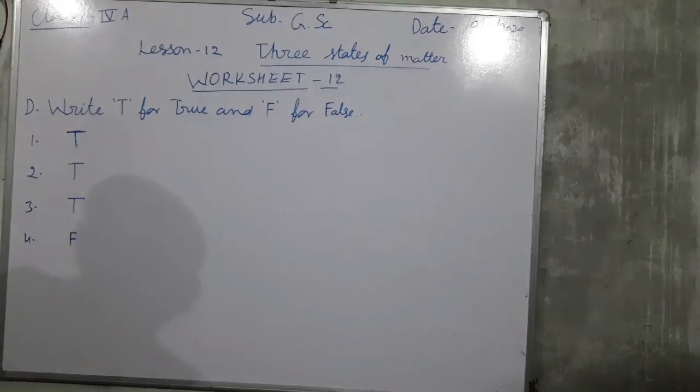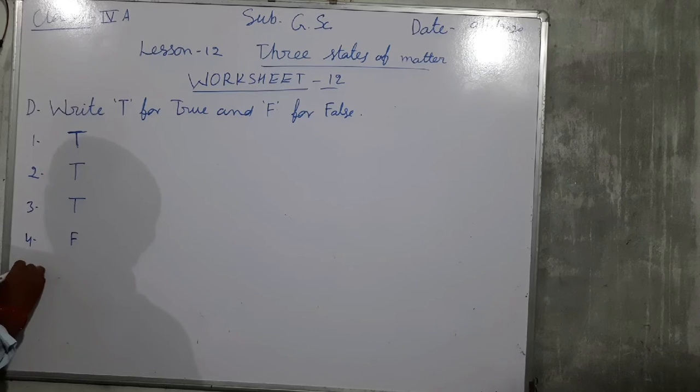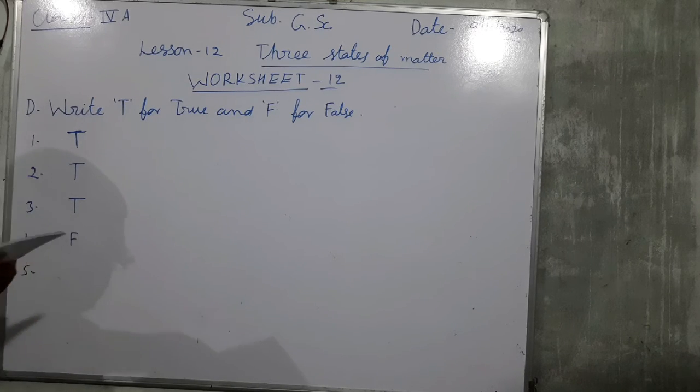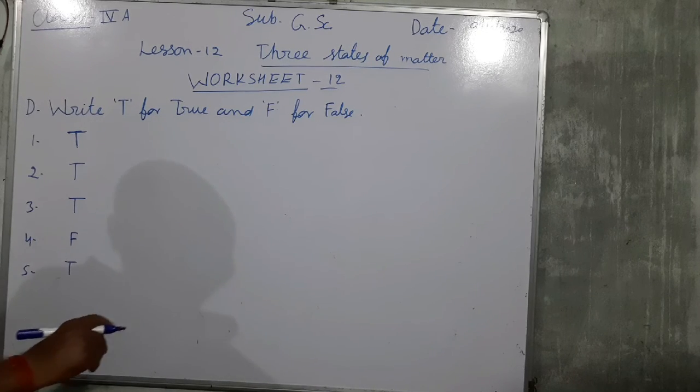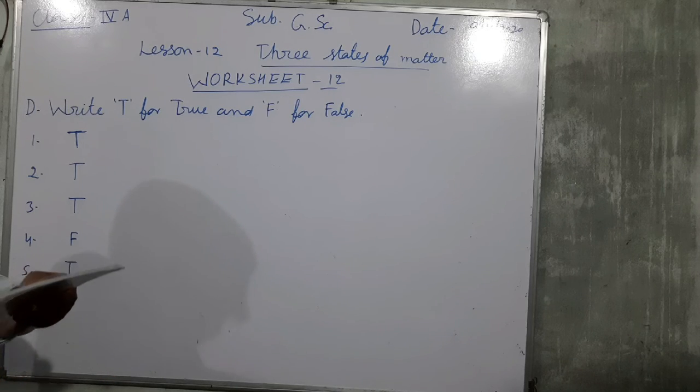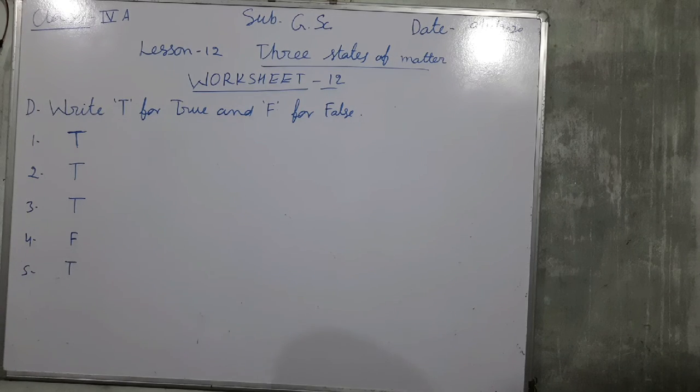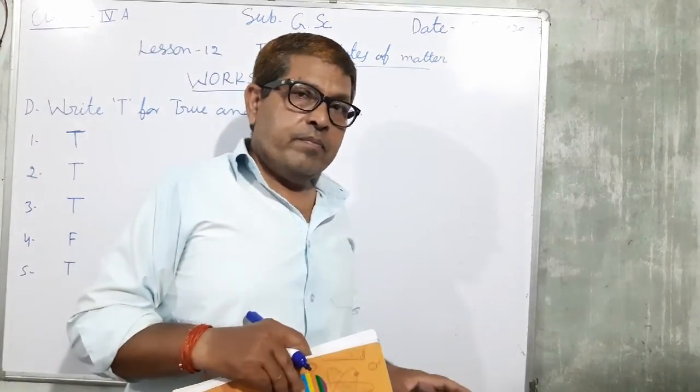Now see fifth. Sugar and salt are soluble in water. Yes, it is correct. You know very well that sugar as well as salt can dissolve in the water. So both are soluble in water. That's all. Thank you.